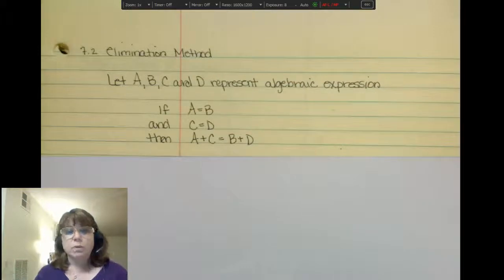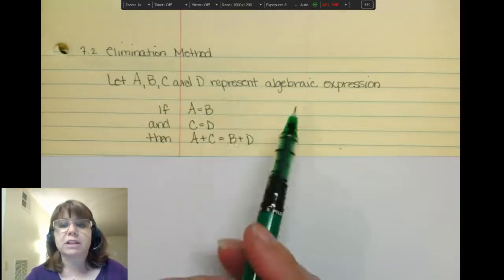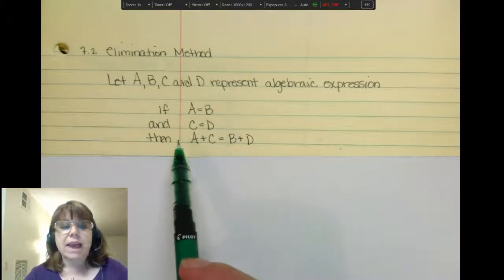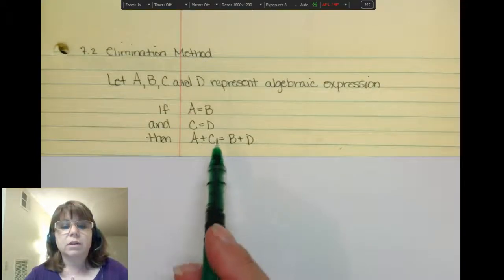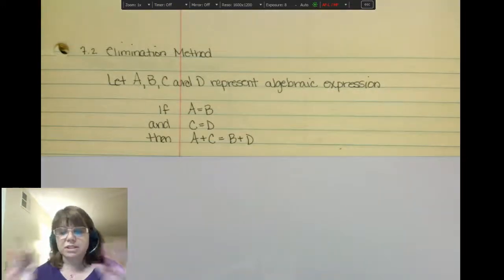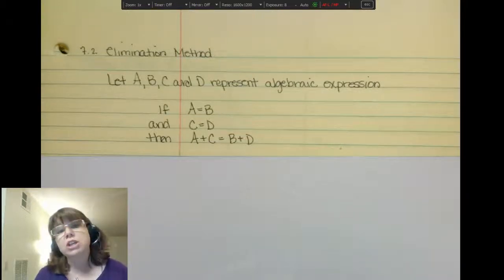There's a little bit of groundwork I want to set up. If we let A, B, C, and D represent algebraic expressions, and A equals B and C equals D, then if I add A and C, that will equal B plus D. Now think about it. Let's say A is 2 and B is 2 and C is 3 and D is 3. Well, 2 equals 2 and 3 equals 3. If I add them together, 2 plus 3 is going to equal 2 plus 3. So 5 equals 5. So I don't change the equality of it.